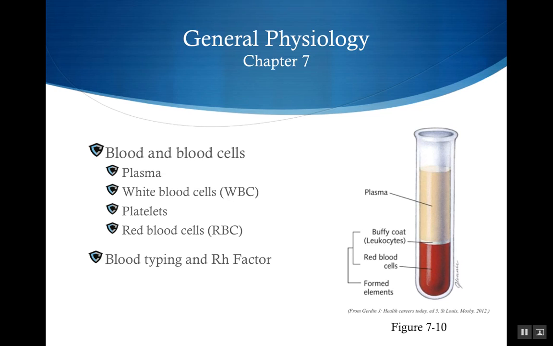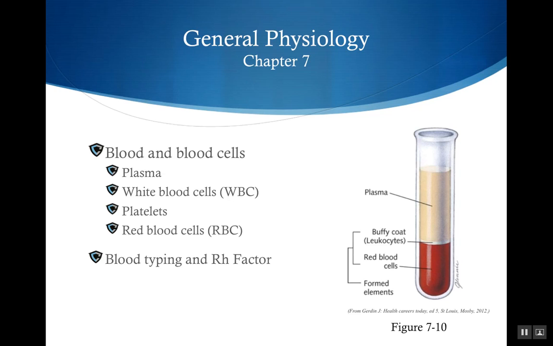Now, antigens are substances on those red blood cells that can trigger an immune response if they're foreign to the body. So, for example, in the case of a blood transfusion, it's important to know the blood type of the recipient so that you can make sure that the transfusion is safe and that it won't be rejected, which could potentially cause death of the individual.